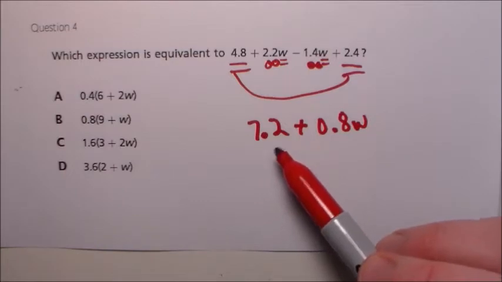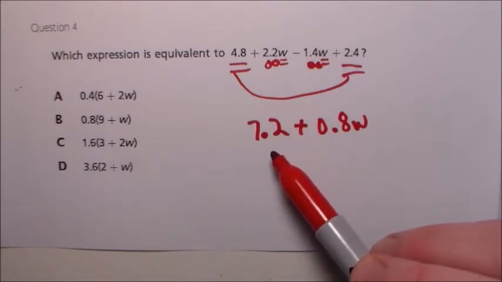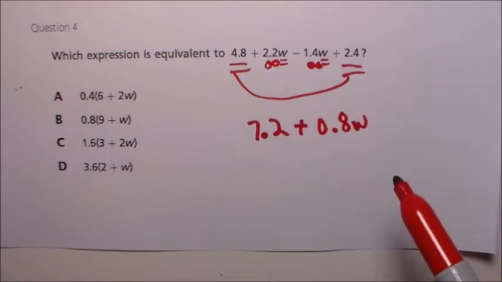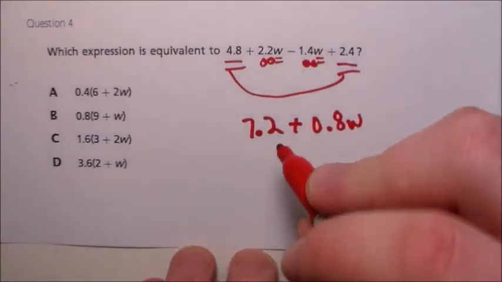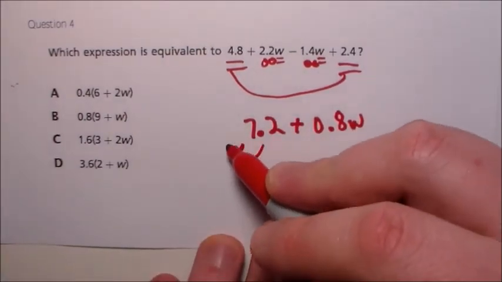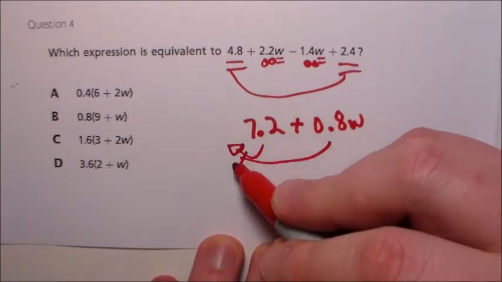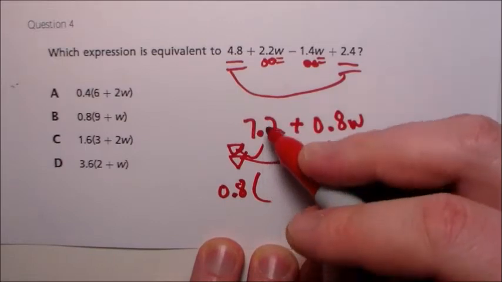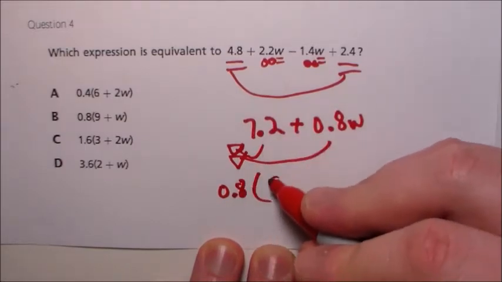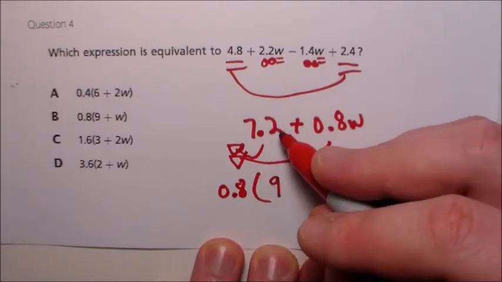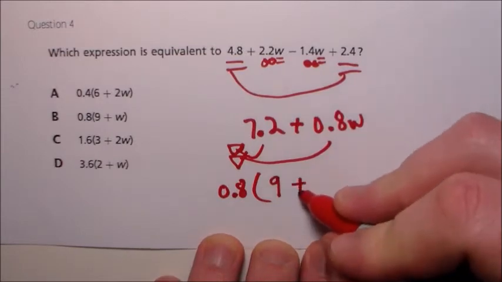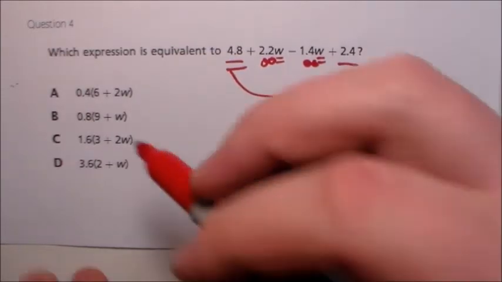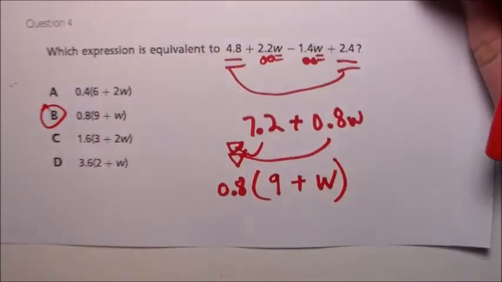And thinking about it that way, it might pop into our head that 72 is divisible by 8, and 8 is certainly divisible by 8. So we can factor out of this expression a 0.8, and that'll get us here 0.8 times 9 gets us 7.2, and here we just are left with the w, and that's our answer. It's right there. It's B.